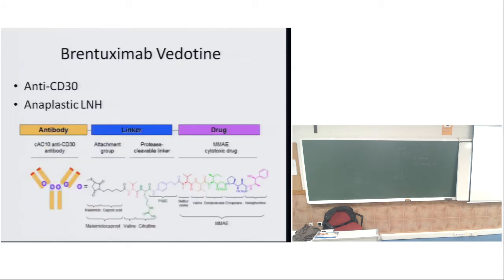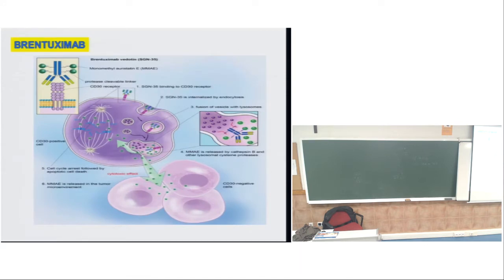This is another one, anti-CD30, which is used in anaplastic non-Hodgkin lymphoma. Okay, and again, it has a drug bound to an antibody. And these are already used. Brentuximab is another one, also interfering with the microtubule.